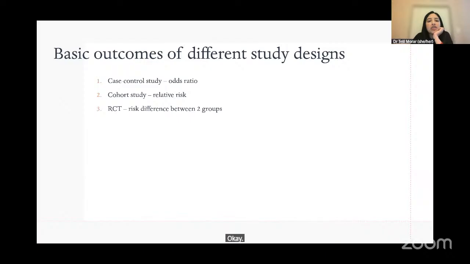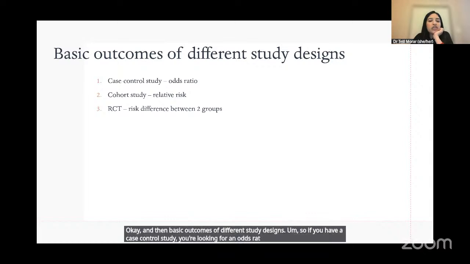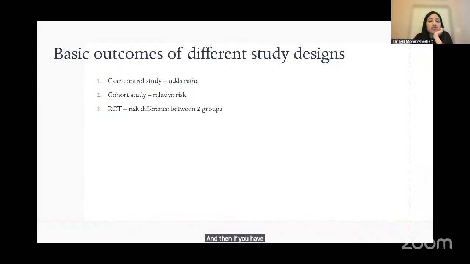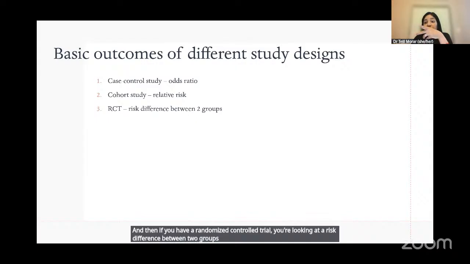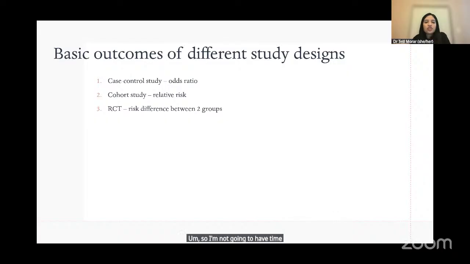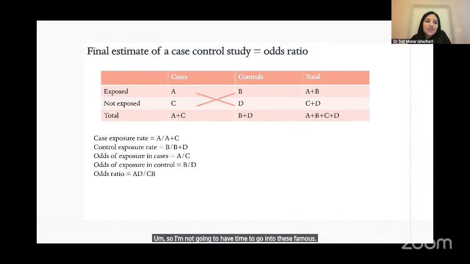Okay, and then basic outcomes of different study designs. So if you have a case control study, you're looking for an odds ratio. If you have a cohort study, you're looking for relative risk. And then if you have a randomized controlled trial, you're looking at a risk difference between two groups or an outcome difference between two groups. So I'm not going to have time to go into these famous tables, but if you'd like to take a screenshot, go ahead. But it's basically how to calculate an odds ratio.